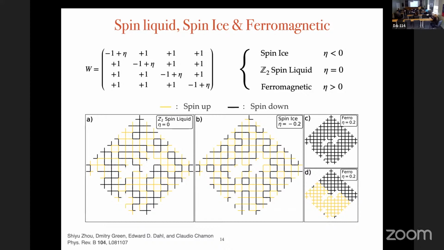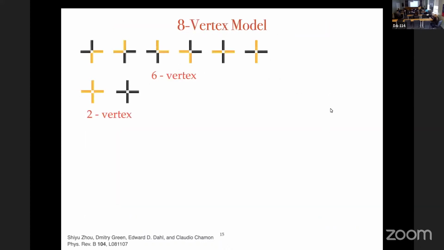Furthermore, we can study the transitions among those 3 different phases or states by realizing that the classical Z2 spin liquid is basically an 8-vertex model, meaning that each vertex just needs to satisfy the parity equals 1 constraint. We further separate the 8 vertex into 6 vertex and 2 vertex, where the 2 vertex gives us the ferromagnetic states, and the 6 vertex gives us the spin ice states.